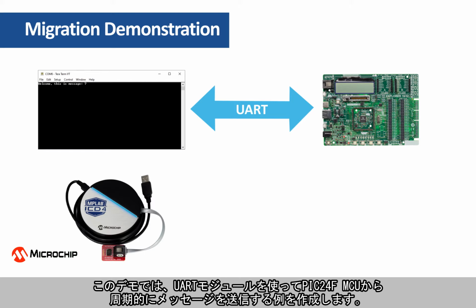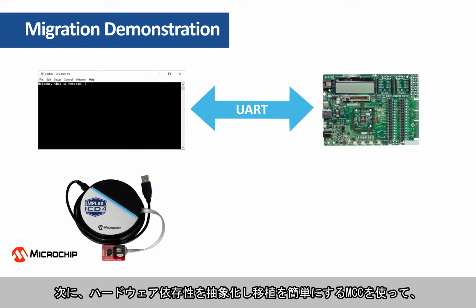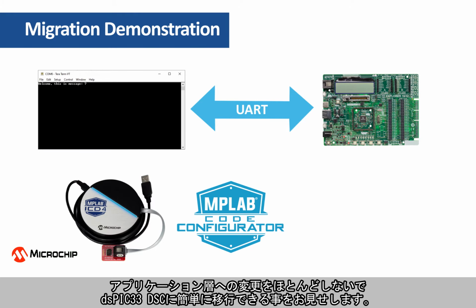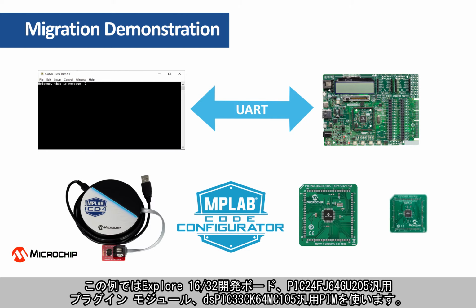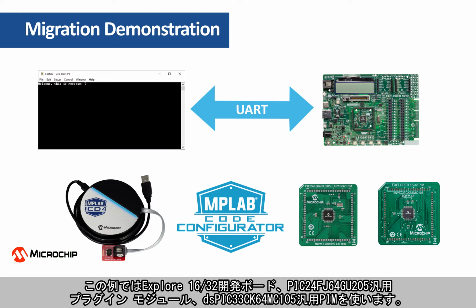In this demo, we'll create an example that uses the UART module to periodically transmit a message from a PIC24 MCU. We will then show the ease of migrating to a dsPIC33 DSC with almost no changes to the application layer using MCC, which abstracts hardware dependencies and simplifies the porting. To run this example, we'll be using the Explorer 16/32 development board, a PIC24FJ64GU205 general-purpose plug-in module, and the dsPIC33CK64MC105 general-purpose PIM.